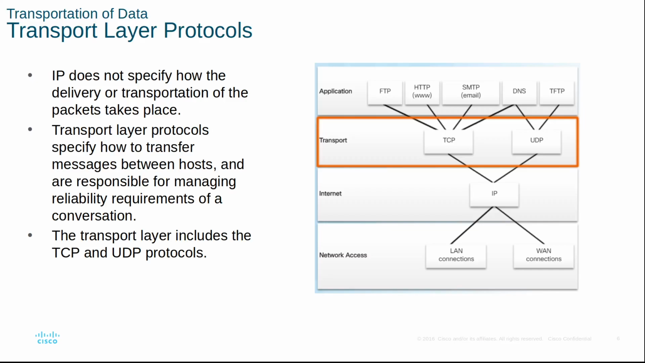Now if we look at the IP protocol for a second, it doesn't specify how the delivery or transportation of packets has to take place. All it specifies is where they go. The transport layer is responsible for figuring out how to make that happen. It specifies how to transfer messages between hosts and is responsible for managing reliability requirements if they're available. And there's two protocols we look at in the transport layer, TCP and UDP.